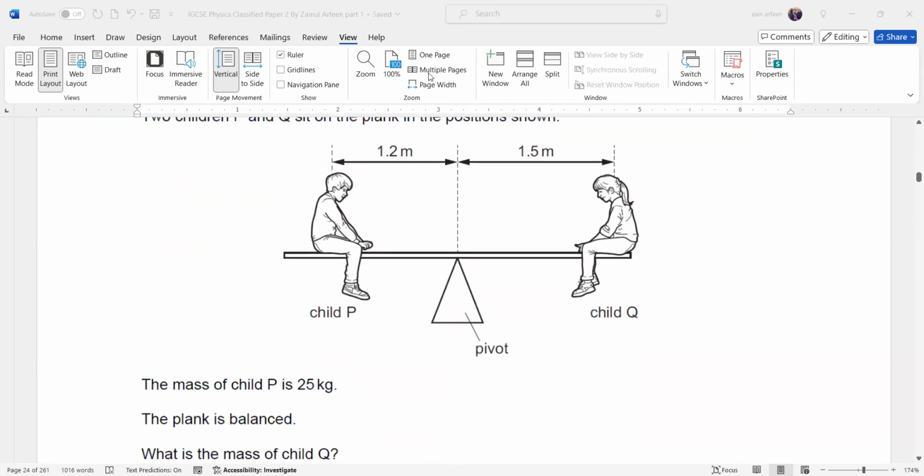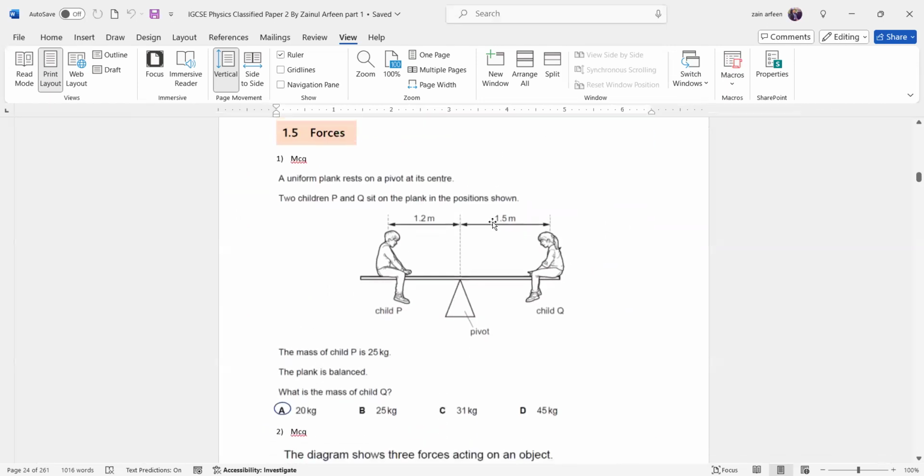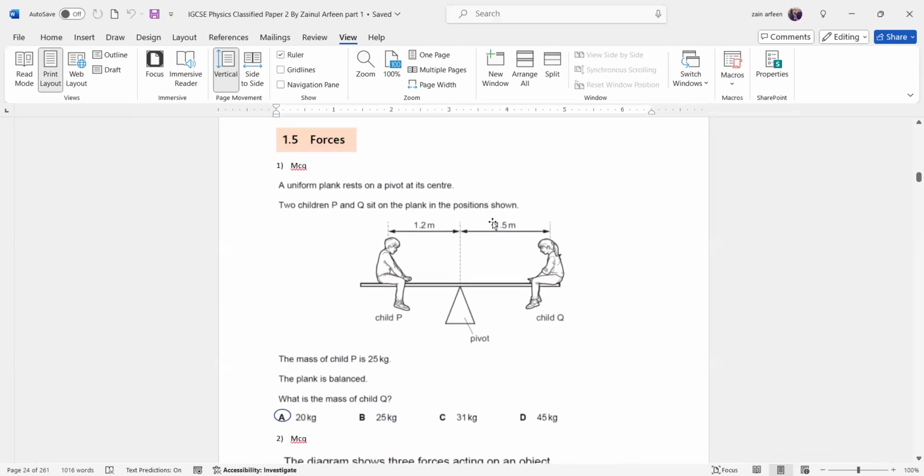So you can use the idea of the moment, the turning effect. Or you can also use the idea that whenever we want to balance two objects which have different masses, the lighter objects are always away from the pivot and the heavy objects should be closer to the pivot, to balance the turning effect or the moment of each other.